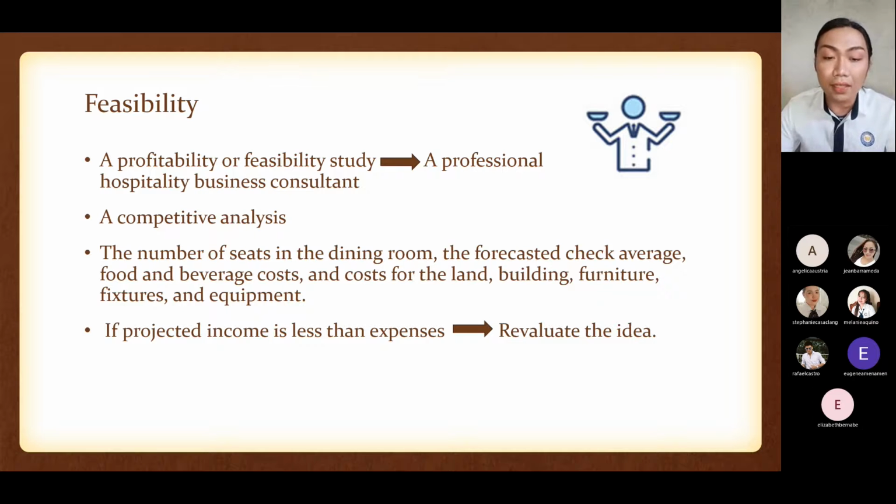A competitive analysis is an assessment of the strengths and weaknesses of current and potential competitors. This analysis provides both an offensive and defensive strategic context to identify opportunities and threats. The number of seats in the dining room, the forecasted check average, food and beverage costs, and costs for the land, building, furniture, fixtures, and equipment. If projected income is less than expenses, reevaluate the idea. We need to reevaluate the idea and change it for the betterment of the business or services. Next reporter, please.